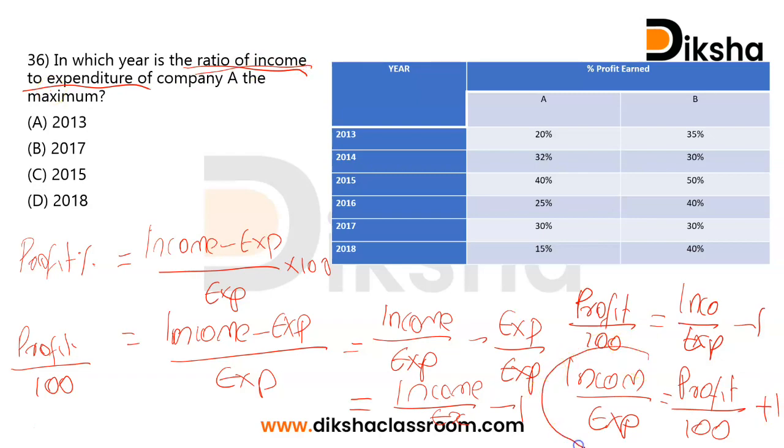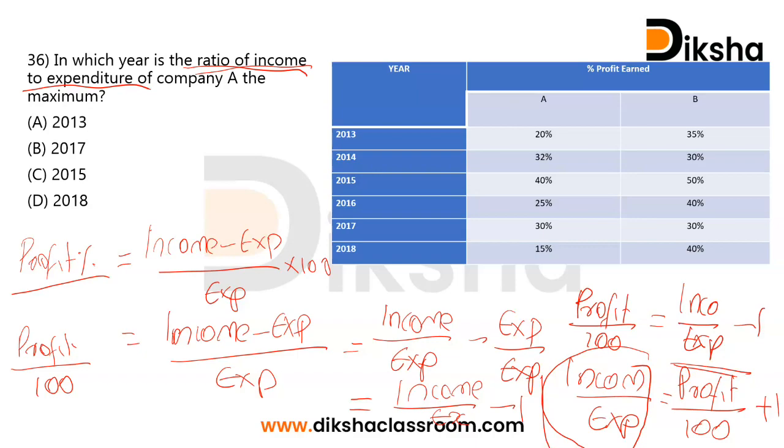So the question is in which year the ratio of income to expenditure. So we just rearrange the equation profit percentage equal to income minus expenditure by expenditure into 100. You get profit by 100 equal to income minus expenditure by expenditure, from which you get income by expenditure equal to profit by 100 plus 1. So we can say this value will be higher when the profit percentage is higher. Simple, from this particular equation we can say income by expenditure will be higher when the profit percentage is higher.